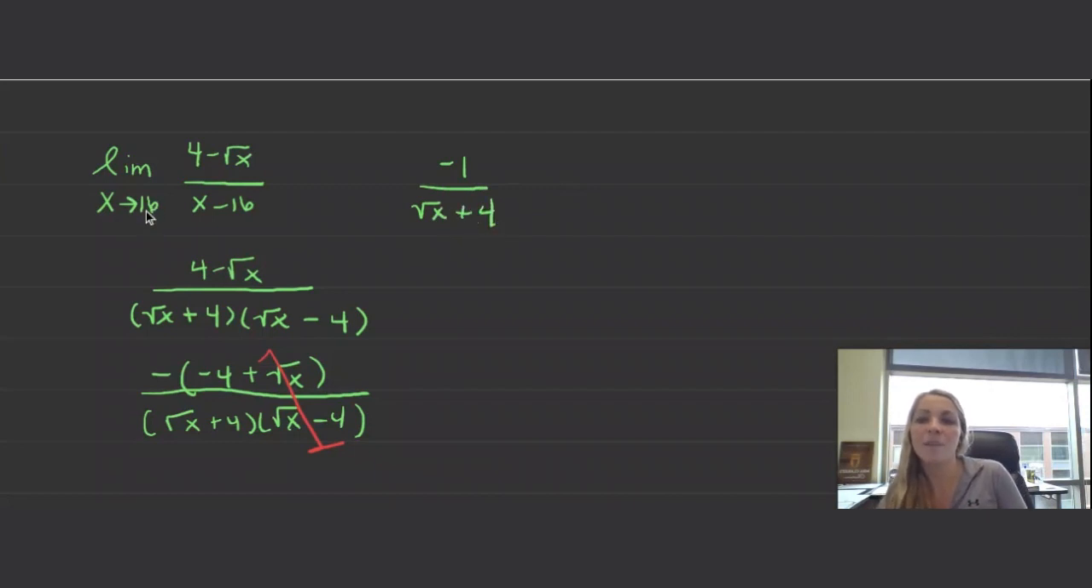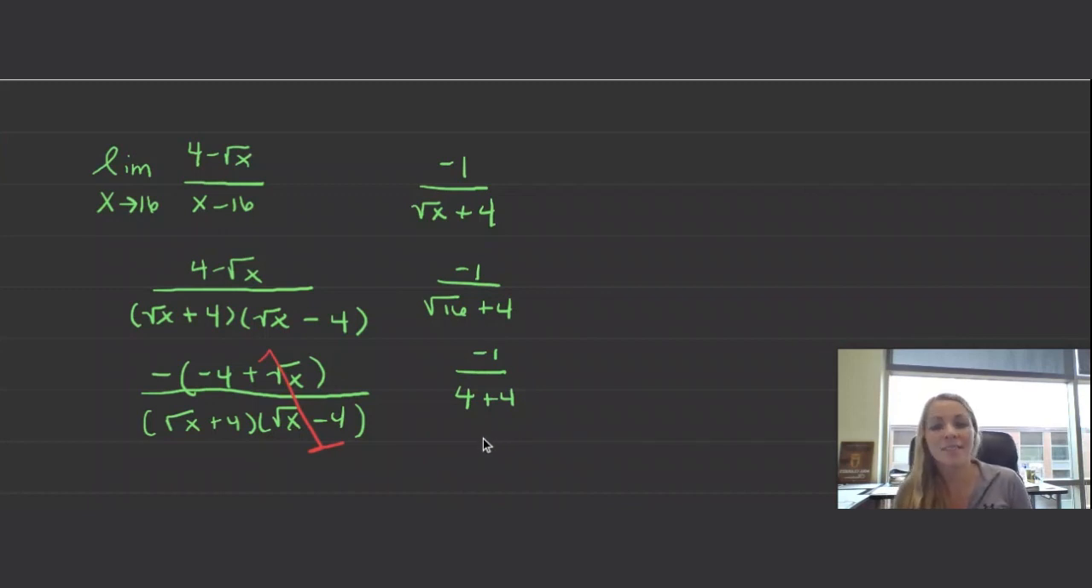Now I have the flexibility of putting this 16 in here, because the square root of 16 is 4, and a 4 plus 4 is not a 0 on the denominator, it's 8. So the limit as x approaches 16 for this is negative 1/8.